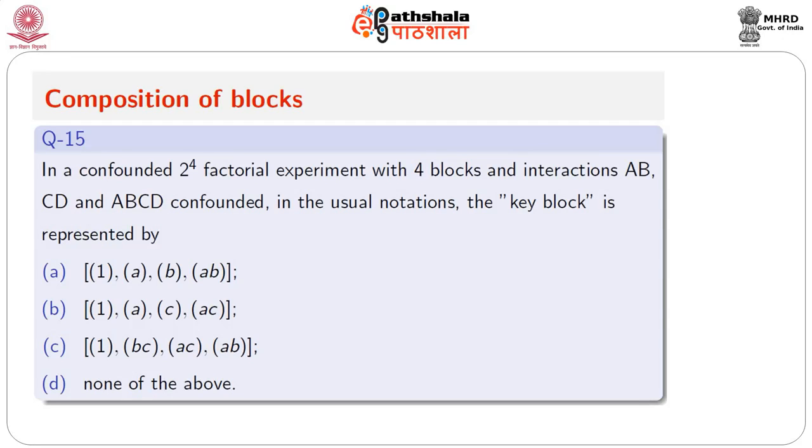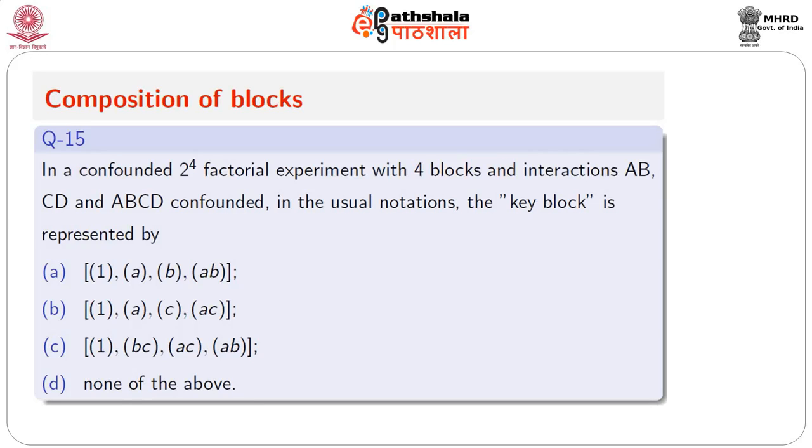So how do I form a 4 block 2 to the power 4 factorial experiment confounding the interactions AB, CD and ABCD? Let me explain again. For AB, I look at A minus 1, B minus 1, C plus 1, D plus 1. I split into 8 and 8. Okay. For CD, I look at A plus 1, B plus 1, C minus 1, D minus 1. I split again all the 16 into 8 and 8.